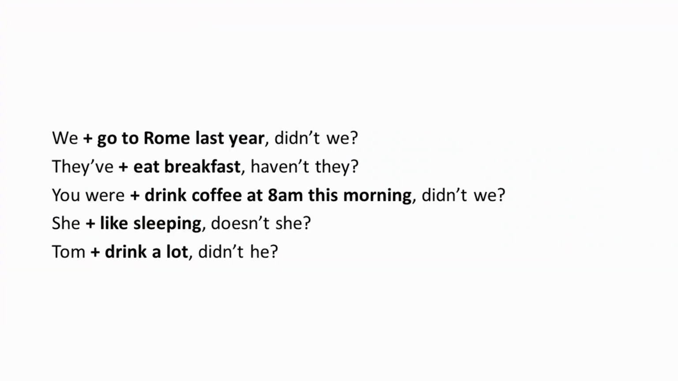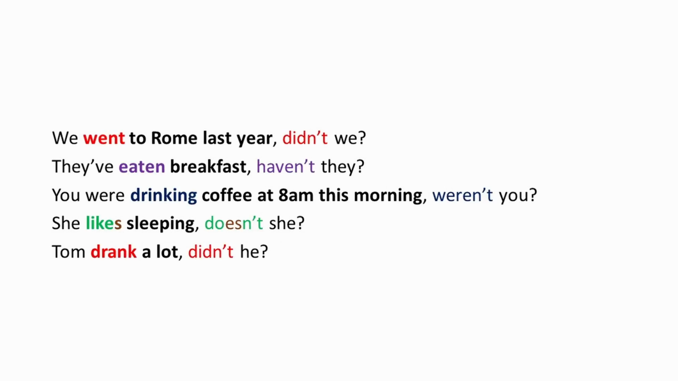Okay. Here we're going to have a lot more for you to do. So pause the video and say which type is needed to complete these sentences. And remember to say your answers out loud. So pause the video, and when you're ready, carry on. Here are the answers. We went to Rome last year, didn't we? So the didn't signals the type 2.